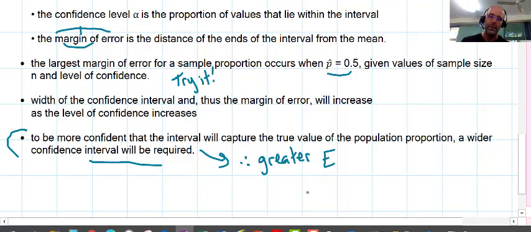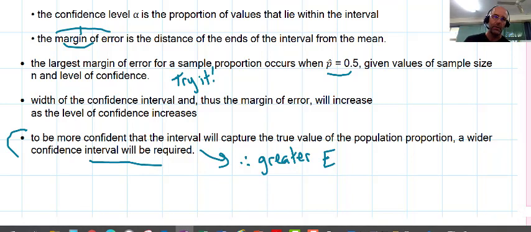So more confident, the true value of the population proportion is even more likely, or has a high percentage of being in this interval, but of course the interval's got to be wider, so therefore the margin of error is greater. So greater margin of error for more confidence. Less confidence, okay, we have less error, okay, but it's less confident.